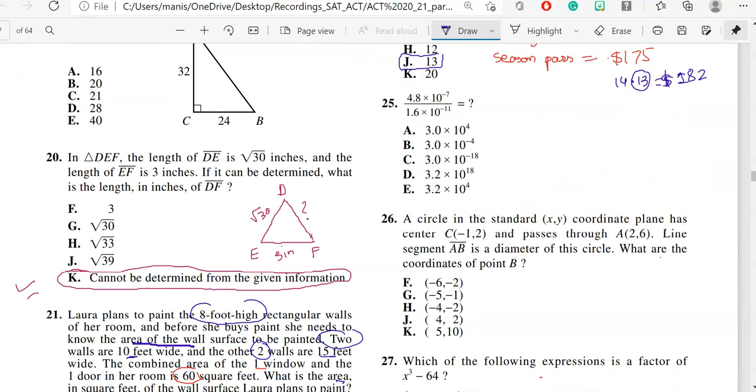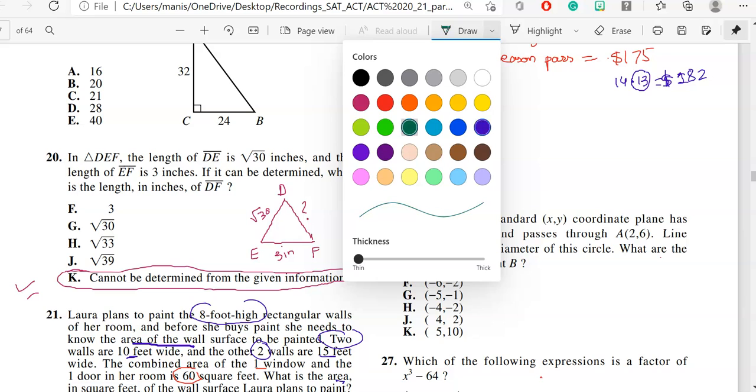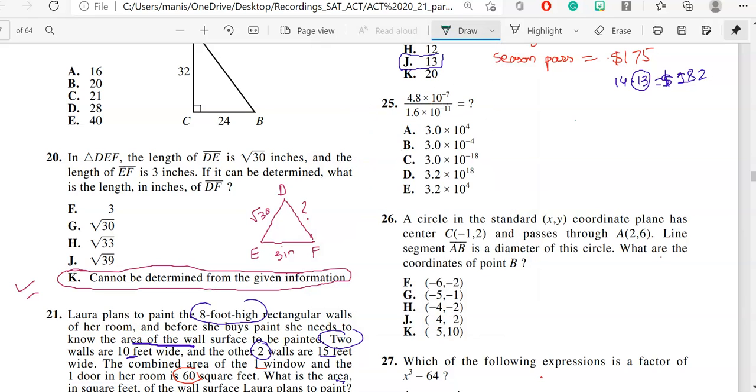Alright, this is an example of scientific notation. We are solving both of these. So in this situation, what you should do is, first of all, divide these two. 4.8 divided by 1.6 will give you 3. That's the first step you should do.